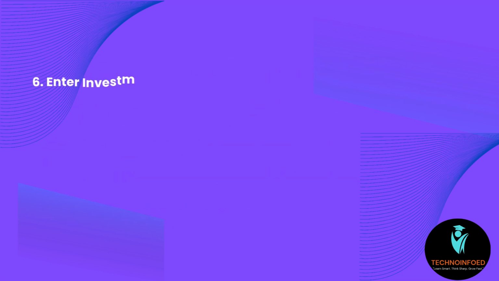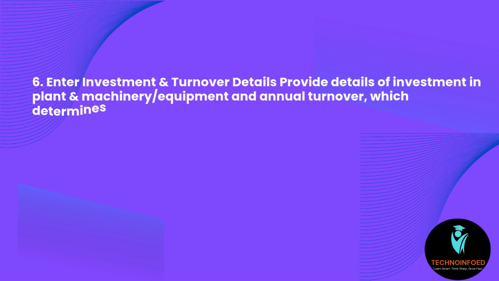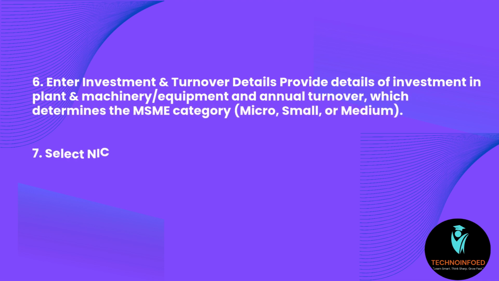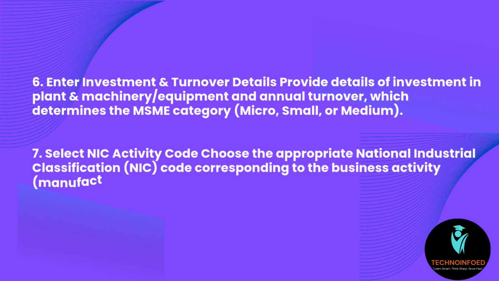Step 6 is very critical. Here, the applicant enters their investment in plant, machinery, or equipment and their annual turnover. Based on these two values, the portal automatically classifies the business as micro, small, or medium enterprise. For example, if investment is up to 1 crore and turnover up to 5 crore, it is a micro enterprise. This classification determines the government benefits the business will receive.